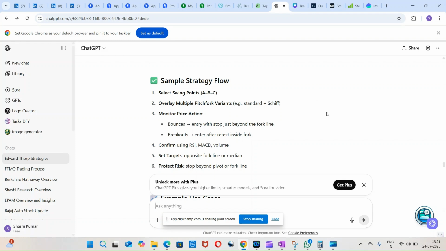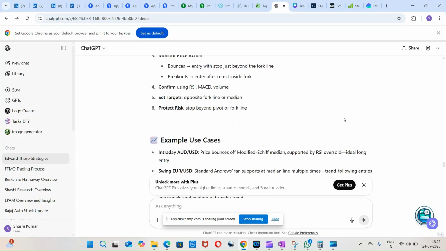So if it comes to the resistance, if it took resistance and a red candle forms, you take a mean reversion trade. If it bounces off the support, you take a buy trade. Okay, and if it broke out of the resistance, you can take a breakout trade after retest, and confirm it with RSI, MACD, volume. And targets: if you're taking a buy trade at the lower support line, the target would be the upper resistance line or the median line at least. So that's how we can use it. And stop loss will be beyond the pivot or the fork line.